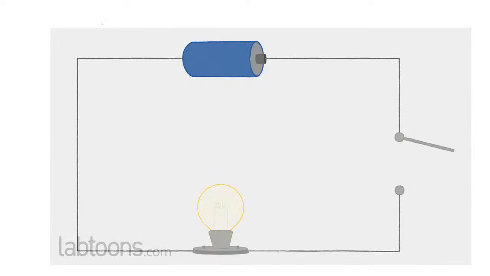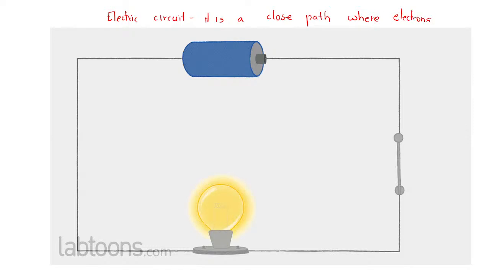Now that's an electric circuit. What is an electric circuit? It is a closed path where electrons will flow.